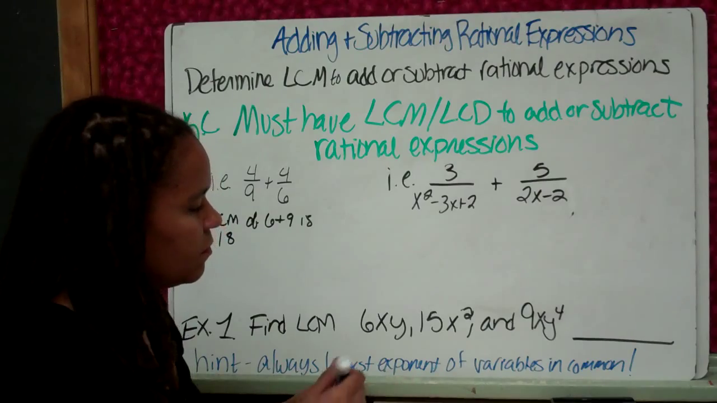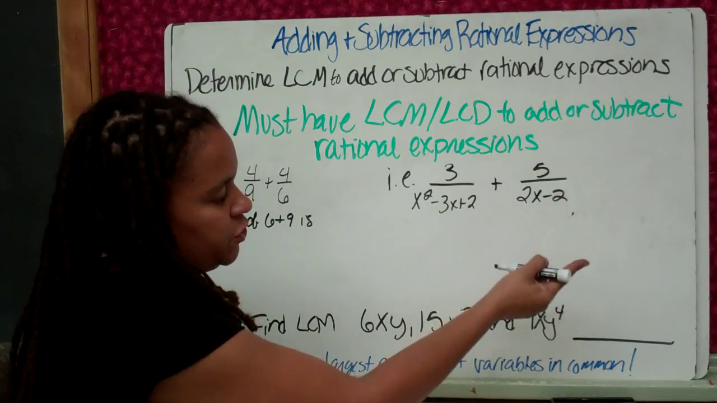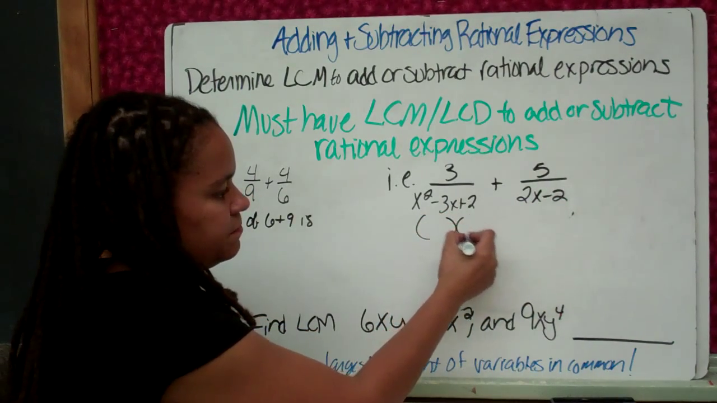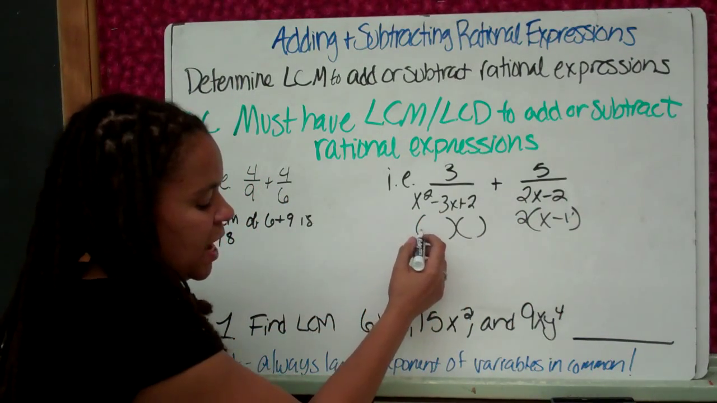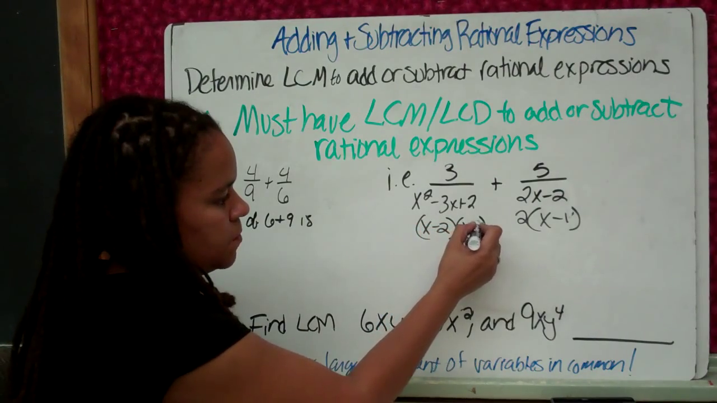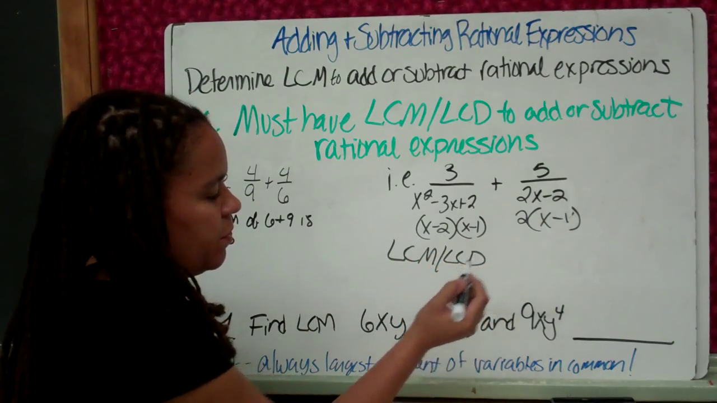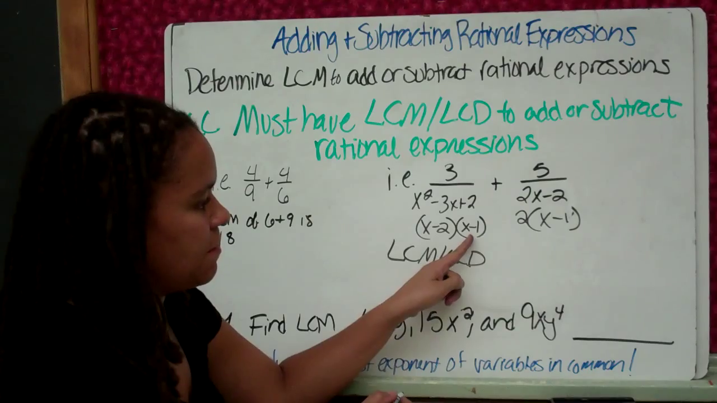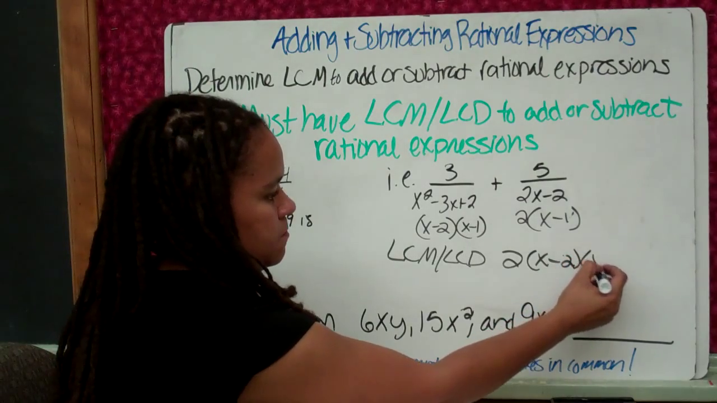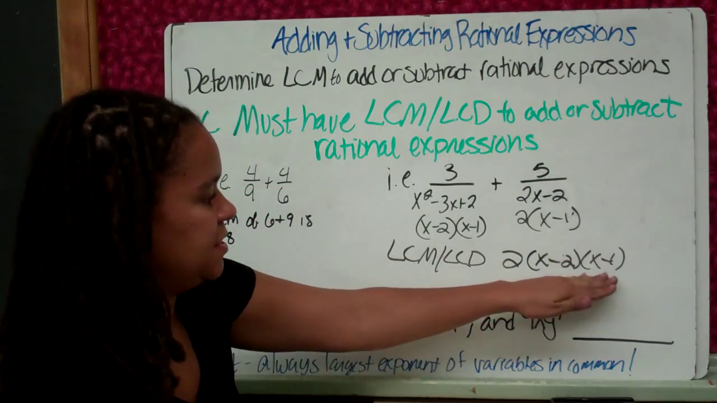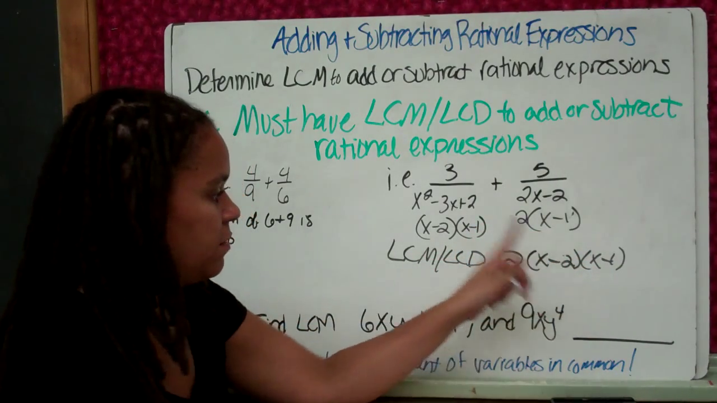So here, if I have 3 plus this, x squared minus 3x plus 2, plus 5 over 2x minus 2, let's factor it to see what we're working with. If I factor this one, I'm going to have x minus 2, x minus 1. So my LCD, or my least common multiple, or my least common denominator, however you want to think of it, is x minus 2, x minus 1, and a 2. I need all pieces, because if I have all of these, that includes the 2 that I need here, and it also includes the 2 that I need here. We don't need to repeat them if they're in both.